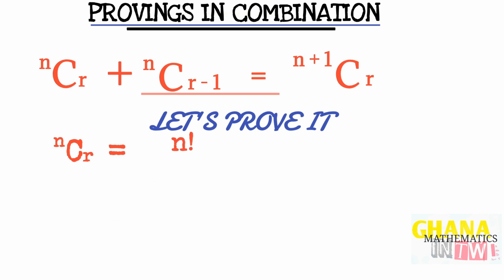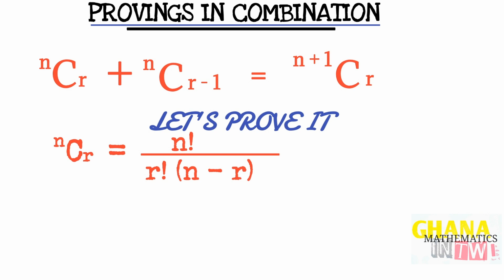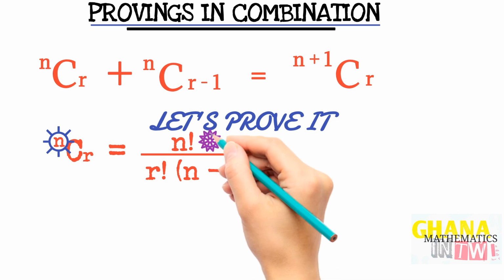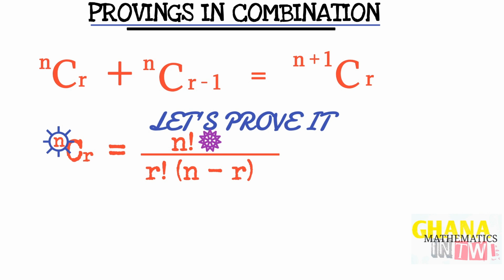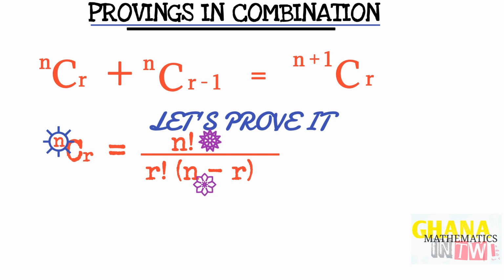So nCr is the same as n factorial all over r factorial into brackets n minus r. Now if you will ask, why n factorial? You see nCr, so the n is n factorial, and the r is r factorial. So you have to take away r from n. That is in the bracket.